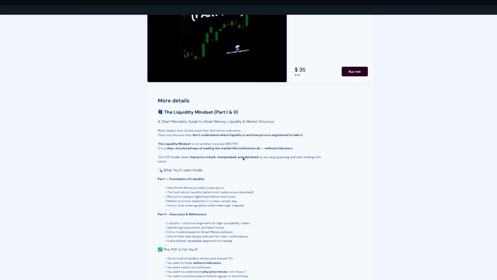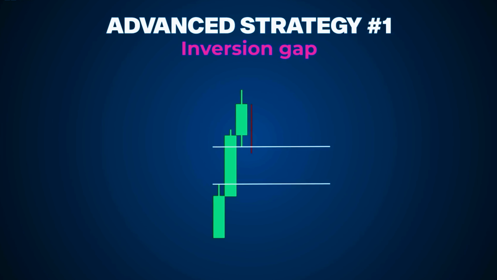Now let's move on to the advanced strategies. Number 1, the first strategy is called inversion gap, which is a type of fair value gap that has been previously broken. Just because a fair value gap has been broken once doesn't mean it's no longer useful.